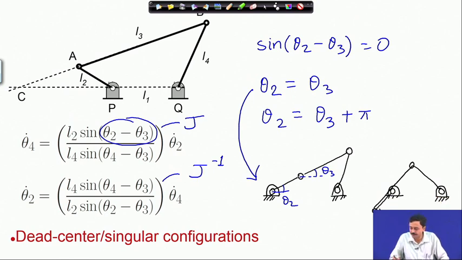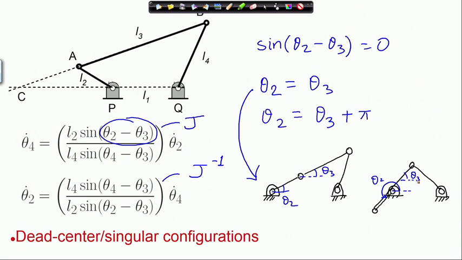So, this is the folded configuration, this is also dead center configuration, and what is happening when sin theta 2 minus theta 3 goes to 0? So, let me mark this out. So, this is theta 2 and this is theta 3. So, theta 2 is theta 3 plus pi. Both are dead center configurations, and what is happening at these dead center configurations?